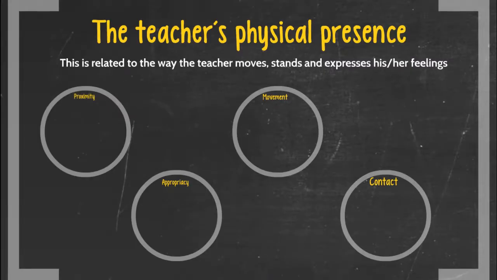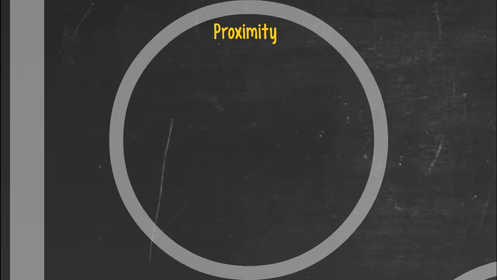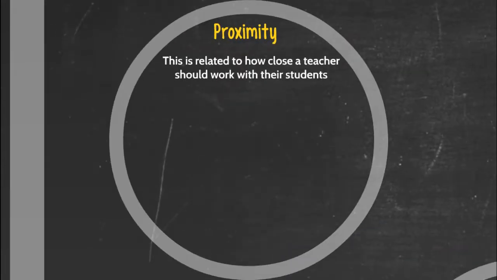This is related to the way the teacher moves, stands, and expresses his or her feelings. So this topic could be divided into 4 smaller subtopics. The first one is proximity. Proximity is related to how close a teacher works with her or his students.